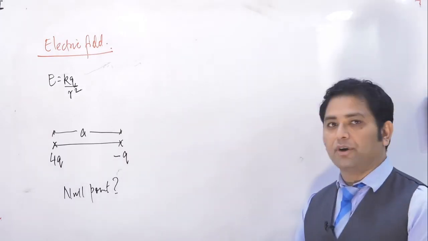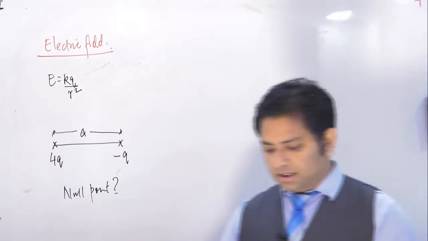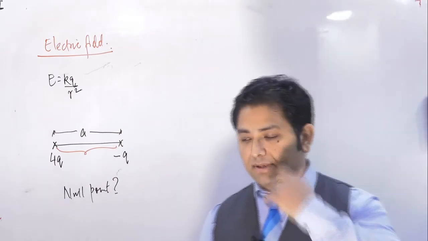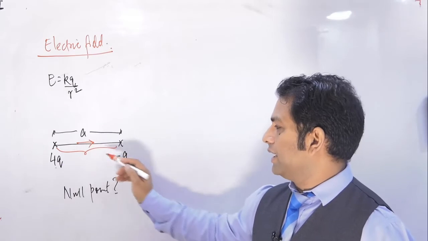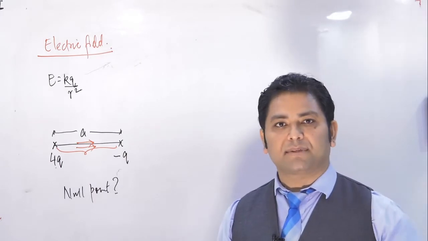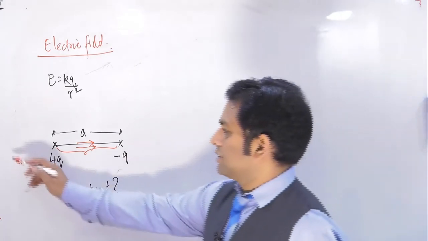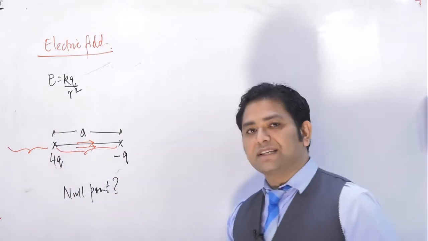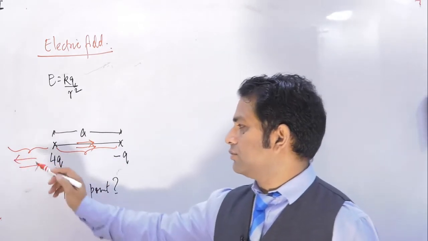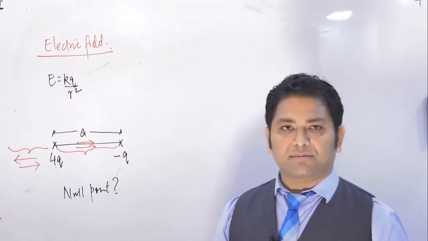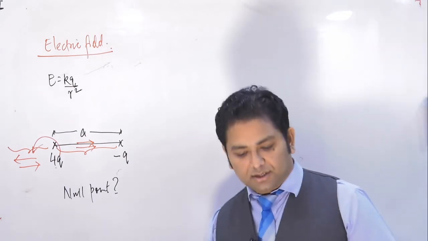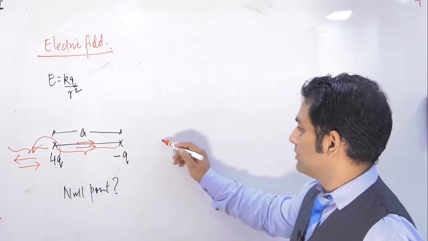Say the null point is the point where the electric field will be 0. First of all, this zone cannot have a null point, because 4q will give a field away and minus q will give a field towards. The direction is the same, so cancellation cannot happen. This point cannot have a null point, although the directions vary. 4q gives the field away, minus q gives the field towards, but the magnitude of the field can't be the same, because you're closer to 4q. So the only area where you have a null point would be here.